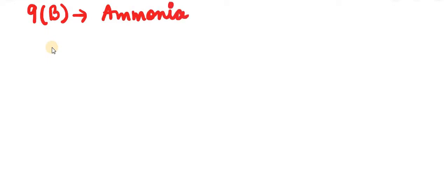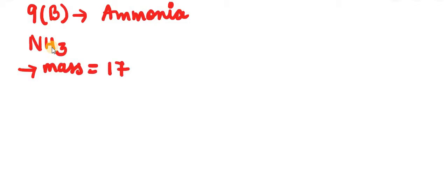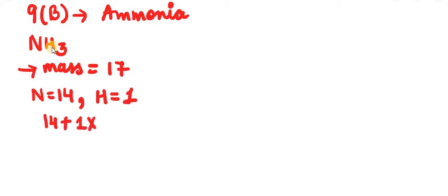Today we are discussing our new exercise of chapter number 9, that is B, named ammonia. Its formula is NH3. If we talk about its molecular mass, the mass number of ammonia is 17. As nitrogen has a mass of 14 and hydrogen has a mass of 1, we calculate 14 plus 1 into 3, because we have 3 hydrogen atoms. The total mass comes out to be 17.